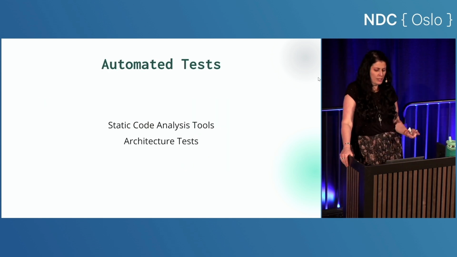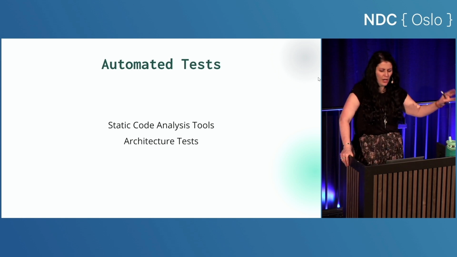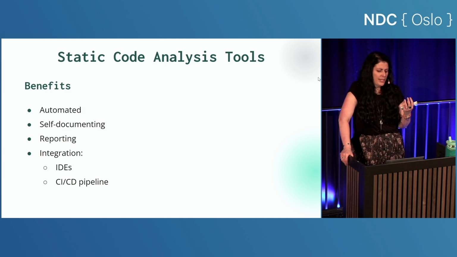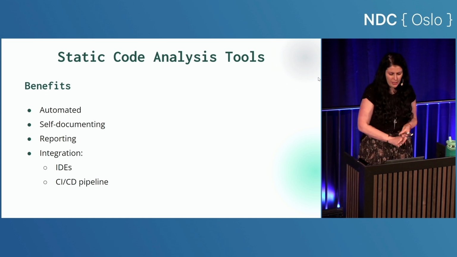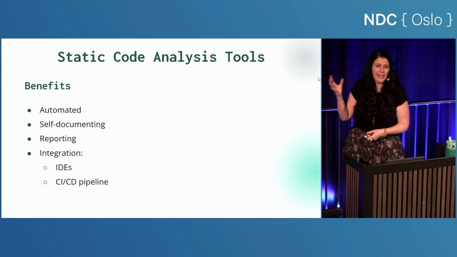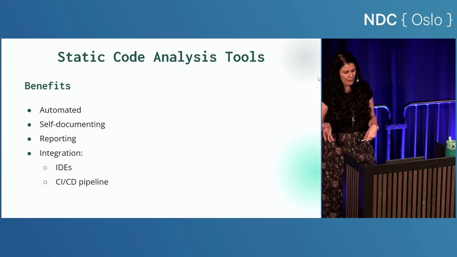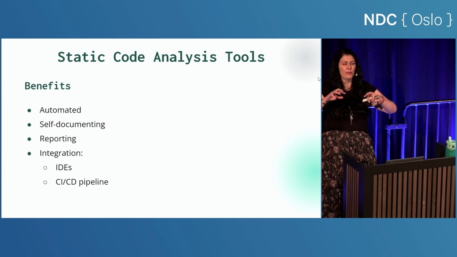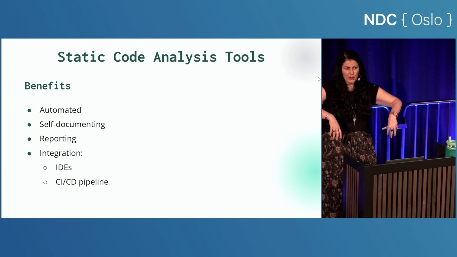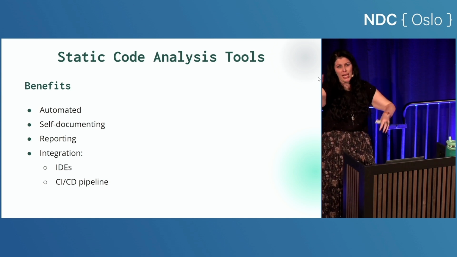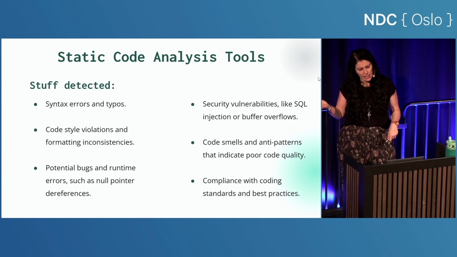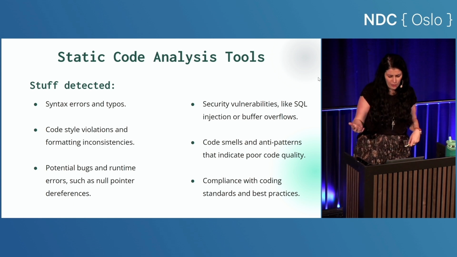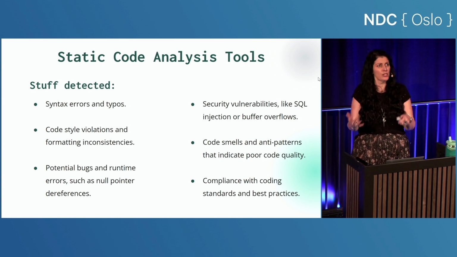Then we can have automated tests. So we've got static code analysis tools, which are pretty cool, and architecture tests. Now, these static code analysis tools, I find that such a mouthful. They're automated, self-documented. They do reporting. They integrate with your IDEs, your CI/CD pipeline. I think they're YAML. They might not be. You can define them, share them, reuse them. They can detect all sorts of things, so they can improve the quality of your code, and you can set this up to suit your project.